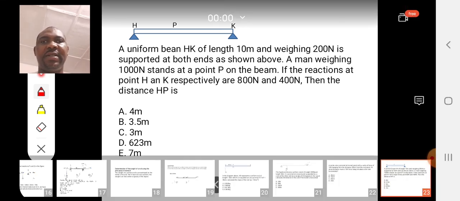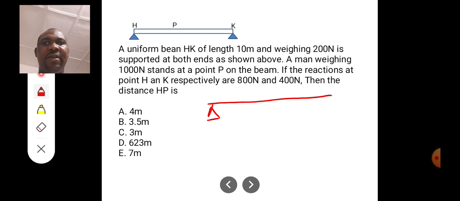Okay, first of all, the man stands here. Let's do that again here. We have H here, we have K here. Both have a normal reaction. One is 800, the other one is 400. A man is standing somewhere here.